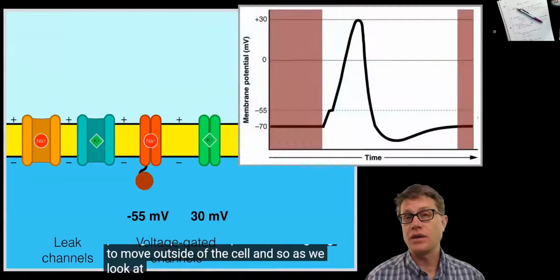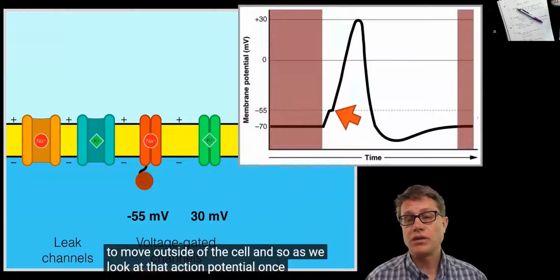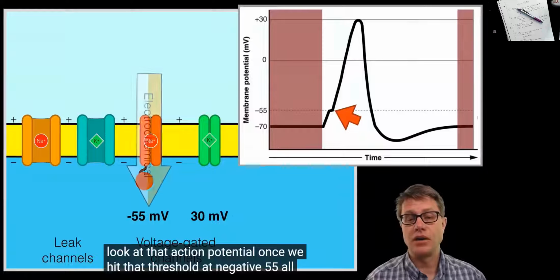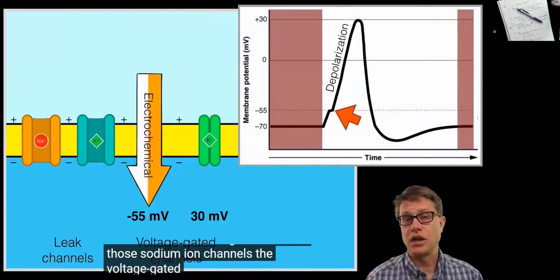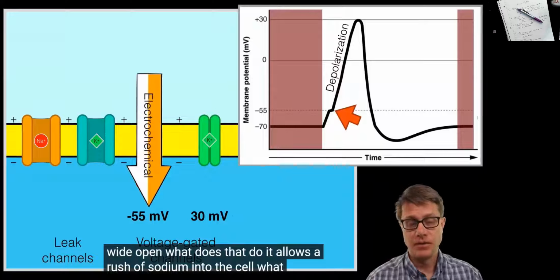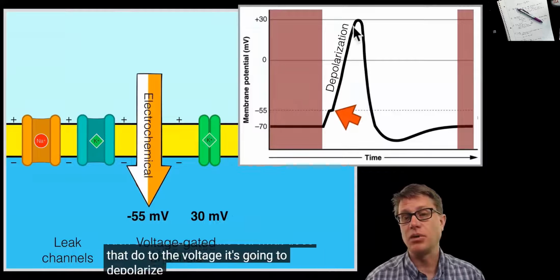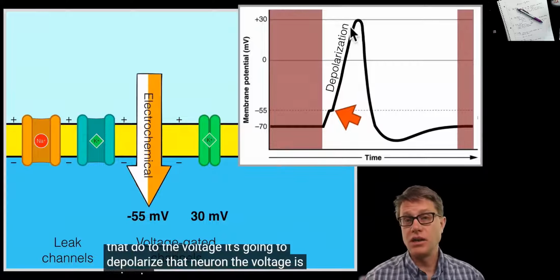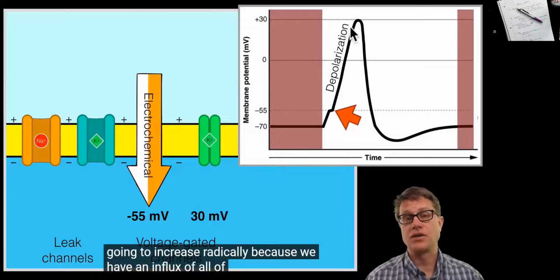Potassium is going to move outside of the cell. And so as we look at that action potential, once we hit that threshold at -55, all of those sodium ion channels, the voltage-gated channels, are going to open wide open. What does that do? It allows a rush of sodium into the cell. What does that do to the voltage? It's going to depolarize that neuron. The voltage is going to increase radically because we have an influx of all of the sodium ions.